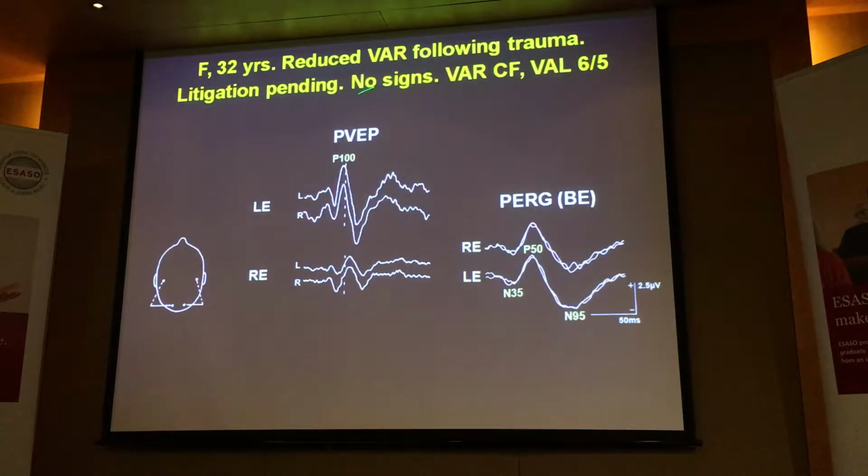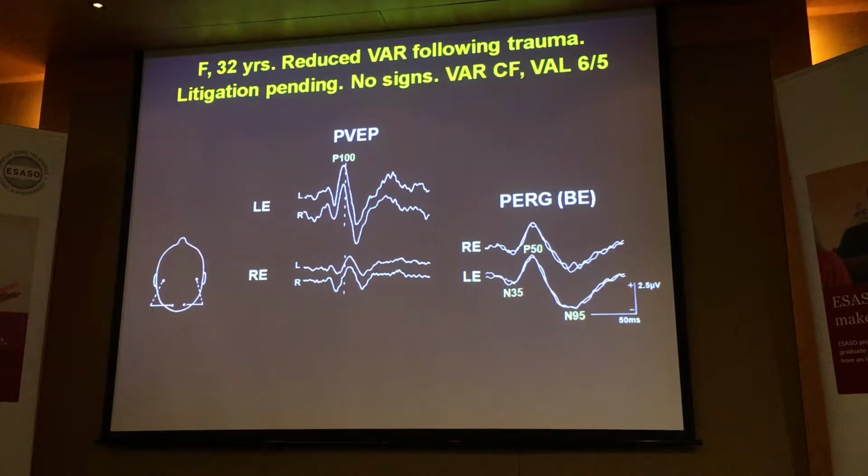Now this is a patient who had trauma, she was in a car crash, it wasn't her fault, she was suing the driver of the car that was responsible for the crash, so there's a lot of money at stake if her counting fingers vision is genuine. And she's counting fingers on the right, 6/5 on the left. The left eye VEP is completely normal, and the right eye pattern VEP is delayed and reduced. Pattern ERG is done binocularly and normal. So when we look at this, we think, that's abnormal.